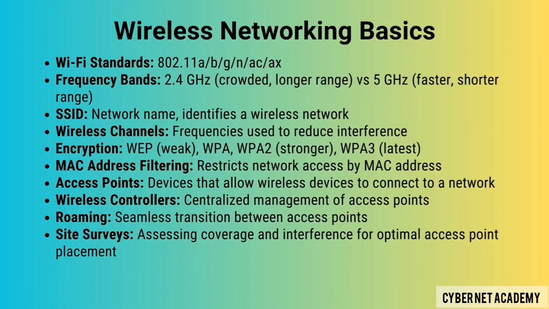Wireless channels are specific frequencies within the band, used to reduce interference between nearby networks. Encryption is crucial for wireless security, with options including WEP, obsolete and insecure, WPA, WPA2, current standard, and WPA3, latest, most secure. Access points (APs) allow wireless devices to connect to a network, while wireless controllers provide centralized management of multiple APs. Roaming allows clients to move seamlessly between access points in the same network.